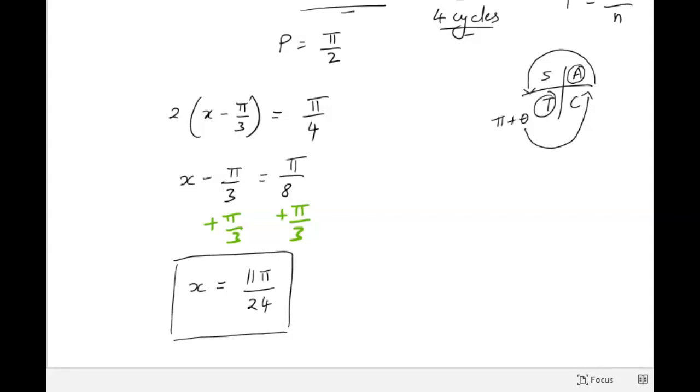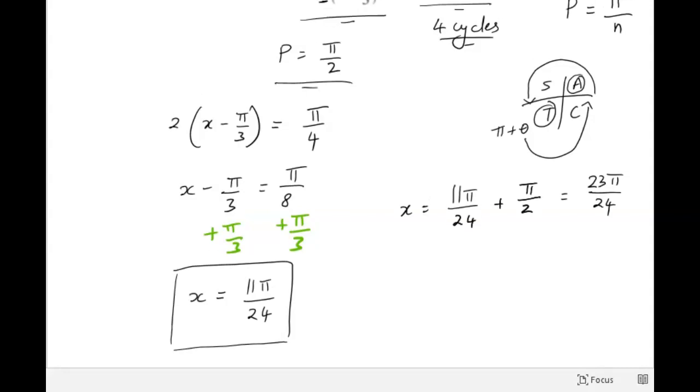So now that we've got one solution, we can find the consecutive ones by adding the period of this tangent function. The period is pi on 2, so I'm going to go 11 pi on 24 plus the period, which is pi on 2. If I make the denominators the same, that's 12 pi on 24. So that's going to give us 23 pi on 24, which gets me to my second solution.